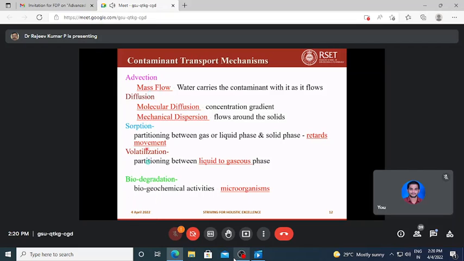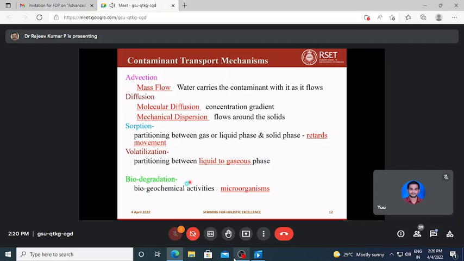These mechanisms happen actually simultaneously. It may not be a single process. There may be advection, the predominant one. There may be diffusion, the predominant one. There may be sorption, the predominant one. Maybe one or two or even more than that mechanisms happen together.